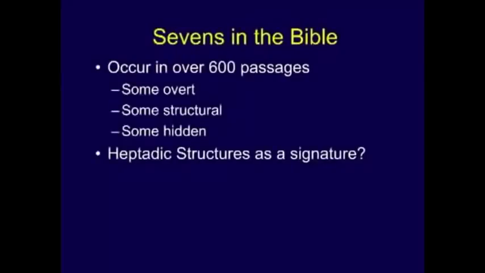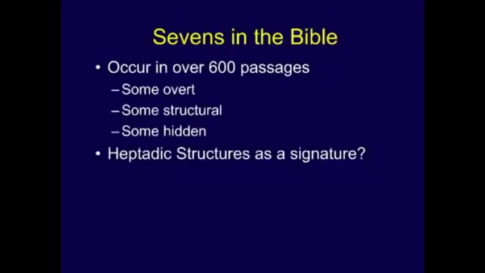Let me back up a little bit now and give you some background. How many of you have noticed there are 7s in the Bible? Anybody without their hand up hasn't read their Bible, right? Over 600 passages have it very explicitly so. Some of these are very overt. It's very obvious. 7 of this and 7 of that or whatever. Some of them are structural.